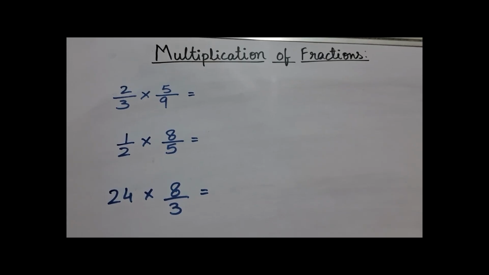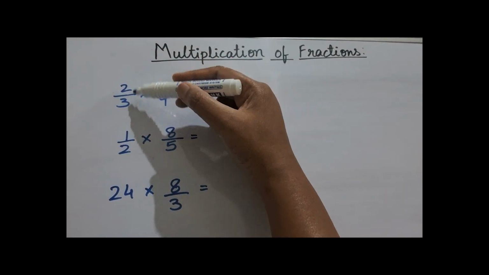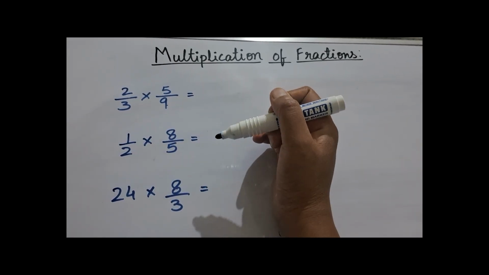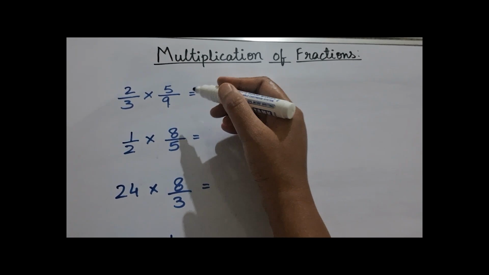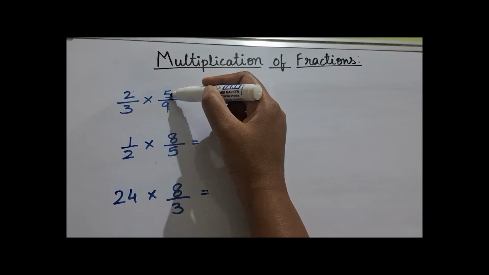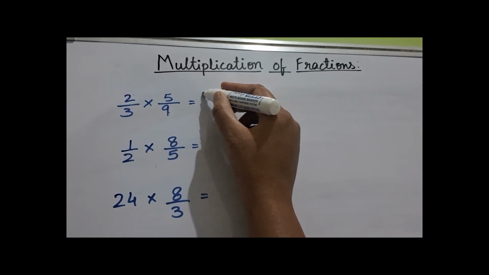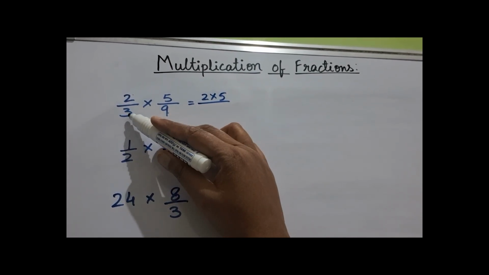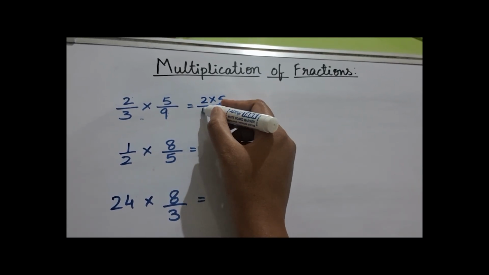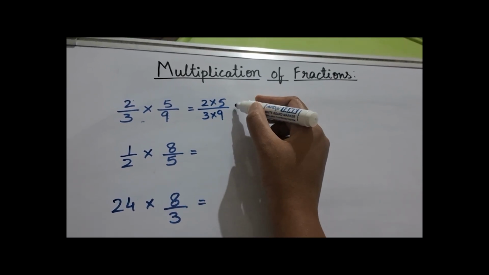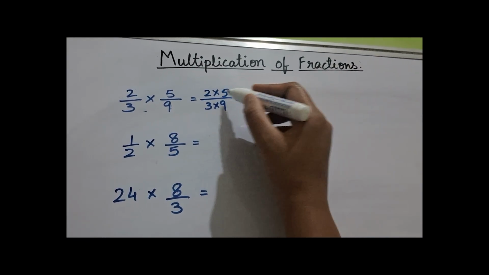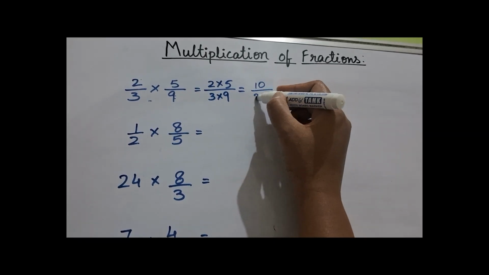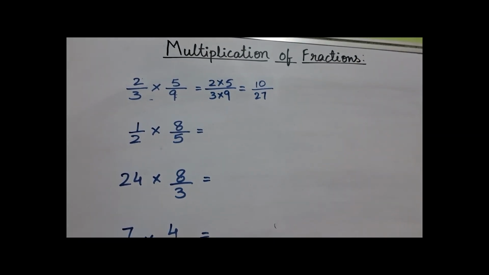There are some more examples, children. 2 by 3 when multiplied with 5 by 9. The multiplication of two fractions. So we know that numerator and numerator are multiplied and written in the numerator place, 2 into 5, and the denominators 3 and 9 are multiplied and written in the denominator place. Then what do we get? 2 into 5 is 10, 3 into 9 is 27. So 10 by 27 is the answer.